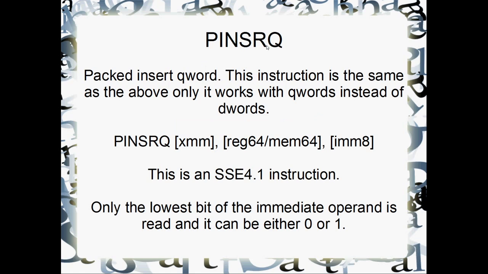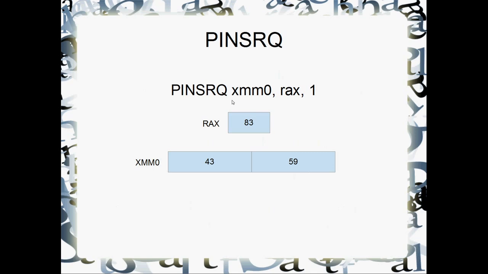Anyway, insert a Qword as well. So this is pretty basic as well. PINSRQ, XMM0, RAX, and 1 is going to grab 83 from RAX, the Qword version of the RAX register, and it's going to store it in the Qword number 1 of XMM0, which is the top Qword, or the top half. There we go, just like that.